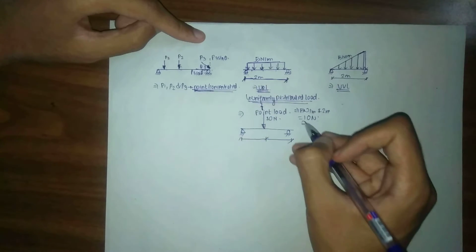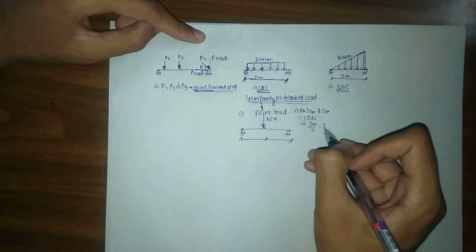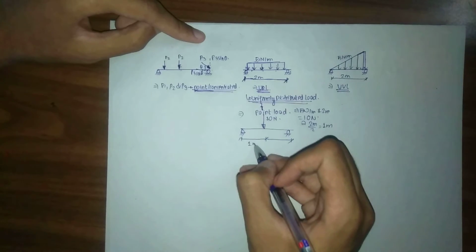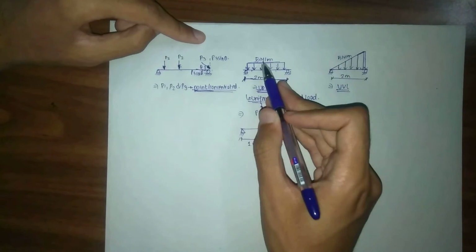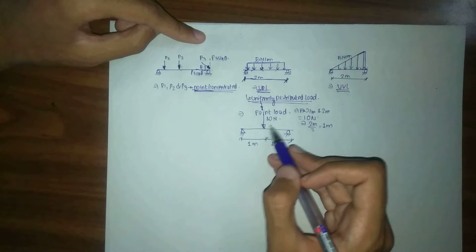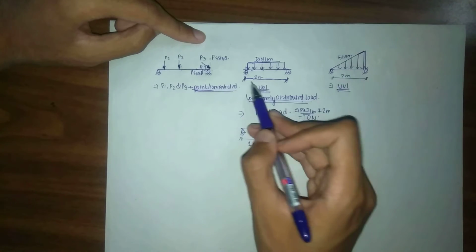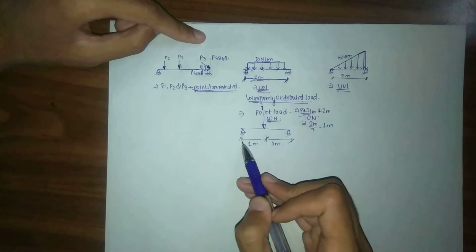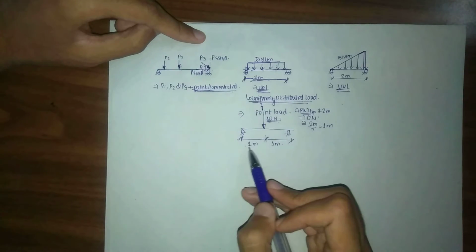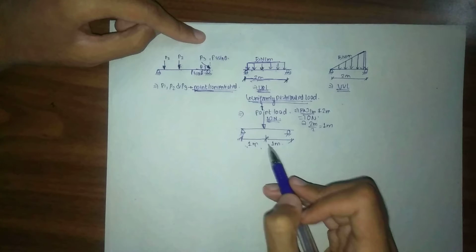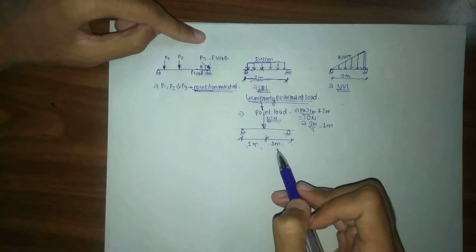For the midpoint, 2 meters divided by 2 equals 1 meter. So in order to convert the UDL into a point load, we have simply multiplied the value of UDL over its span, and it acts at the midpoint, at a distance of 1 meter from the left and a distance of 1 meter from the right.